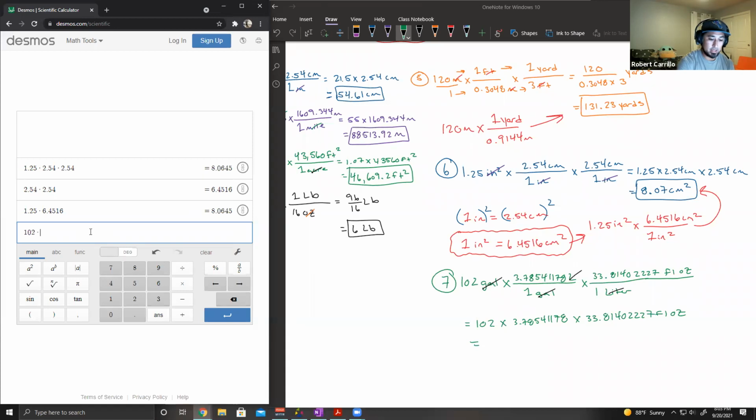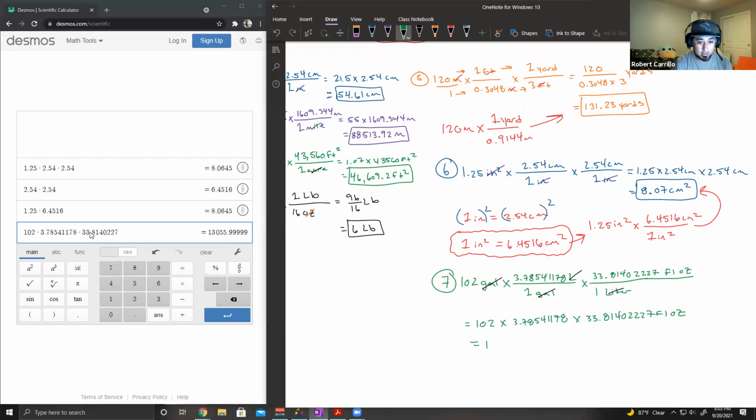And oh my goodness, let's see. 102 times 3.78541178 times 33.8140227. And we get that 102 gallons is 13,055.99 fluid ounces.